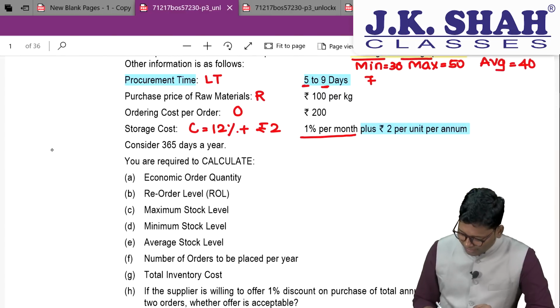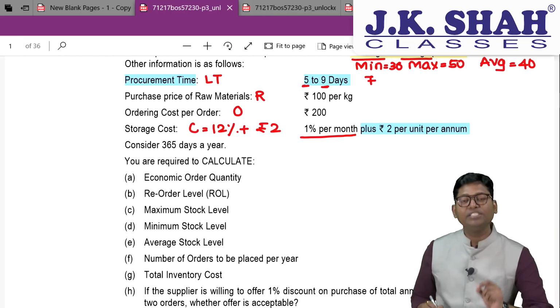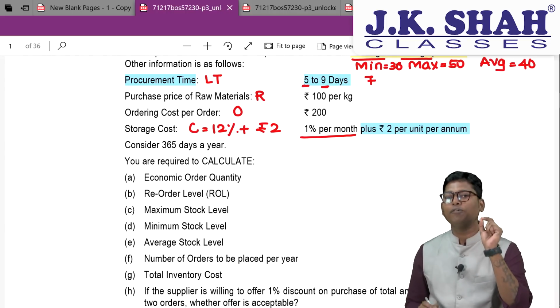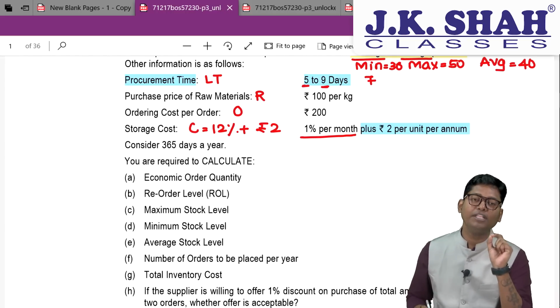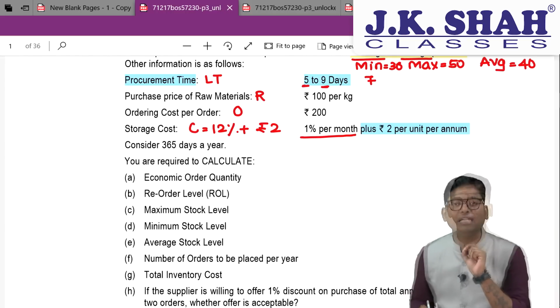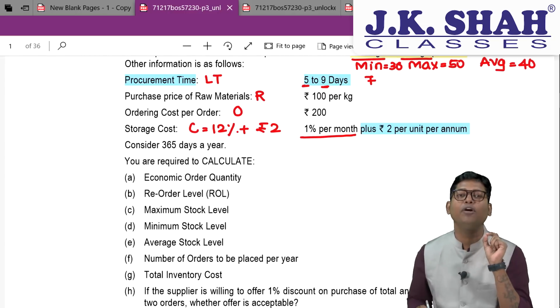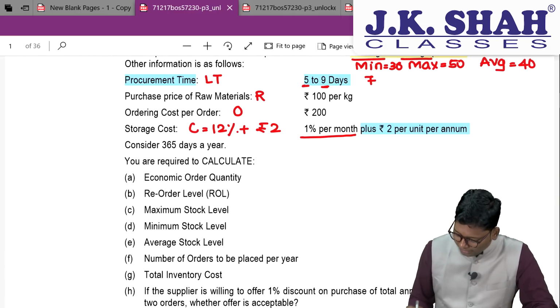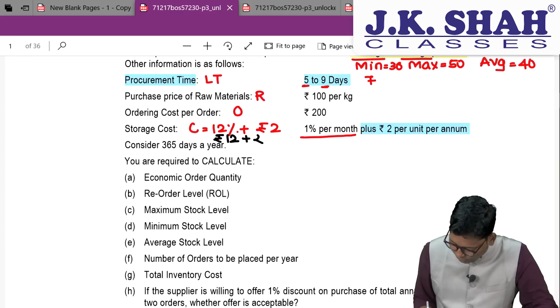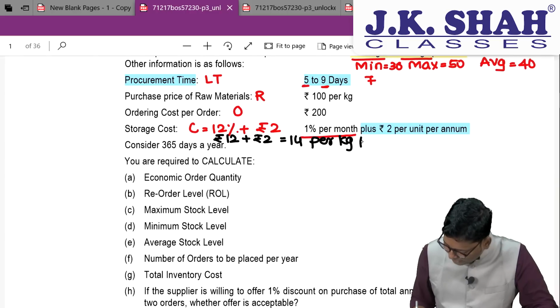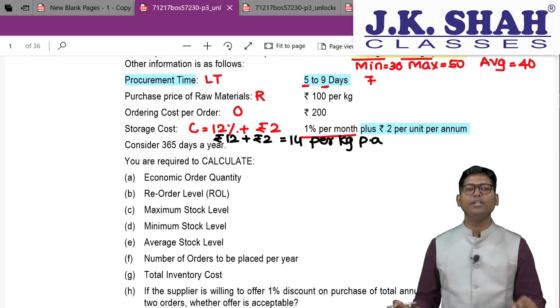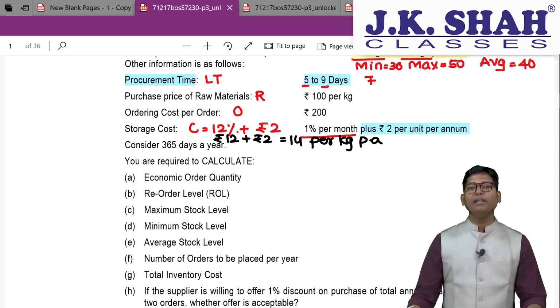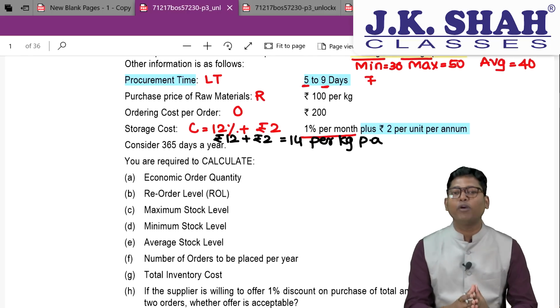Now, the purchase price per kg is 100. That means for maintaining a stock of 100 rupees per kg of raw material, approximately 12% carrying cost you are incurring. So in short, 100 rupees into 12% is equal to 12, and when you add these 2 rupees to that 12, your total carrying cost per kg per annum becomes 14 rupees. So this is the hidden calculation again: 12 rupees and 2 rupees, total addition is 14 rupees per kg per annum.